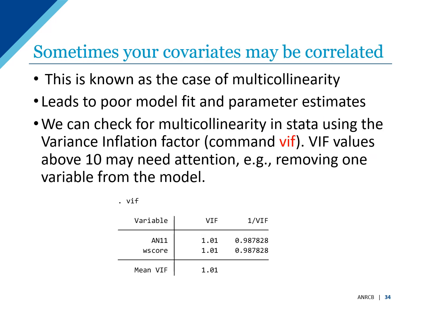Sometimes your covariates can be correlated. This is known as multicollinearity, and it leads to poor model fit and parameter estimates. We can check for multicollinearity in Stata using the variance inflation factor, or VIF. VIF values above 10 may need attention. That means you might remove one of the variables from your model.